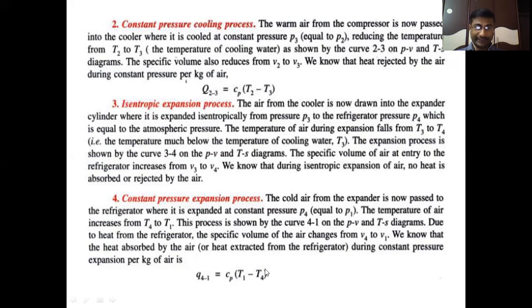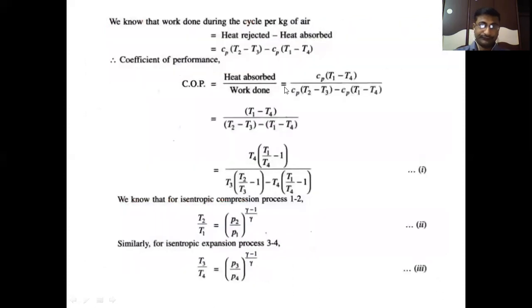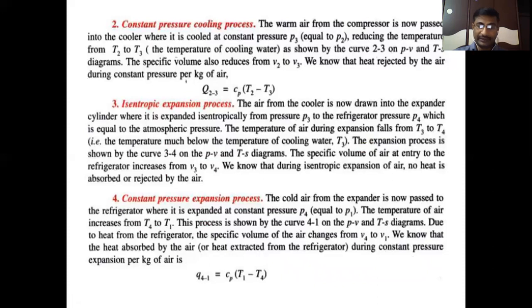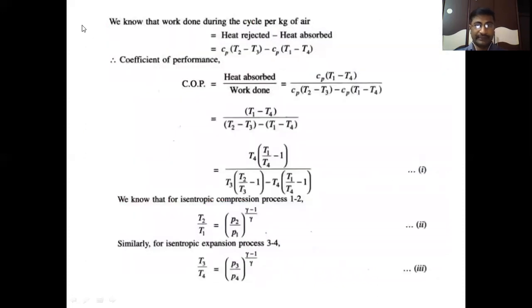This is the refrigeration effect produced by the system. This is the heat rejected to the atmosphere. Dear students, let us go for the COP for this system. We know that work done during the cycle per kg of air, according to the first law, net work done is equal to net heat transfer for this cycle. Net work done is equal to heat rejected minus heat absorbed, net heat transfer.